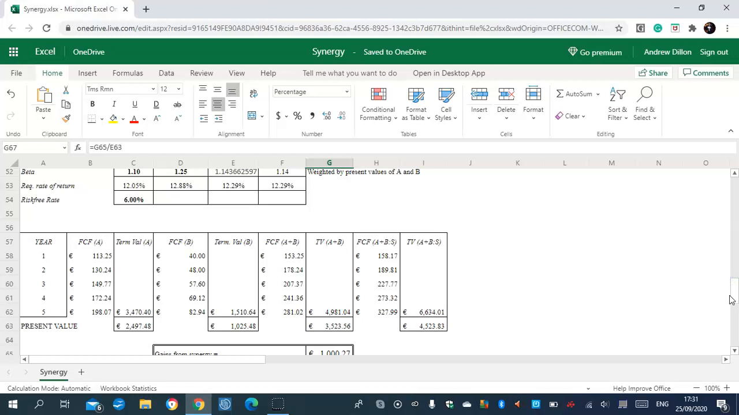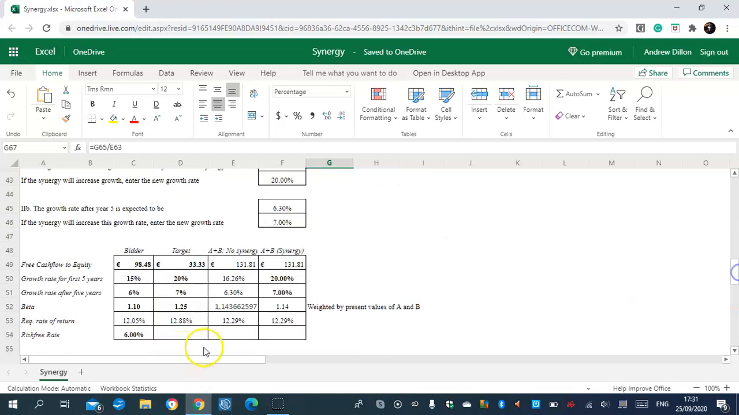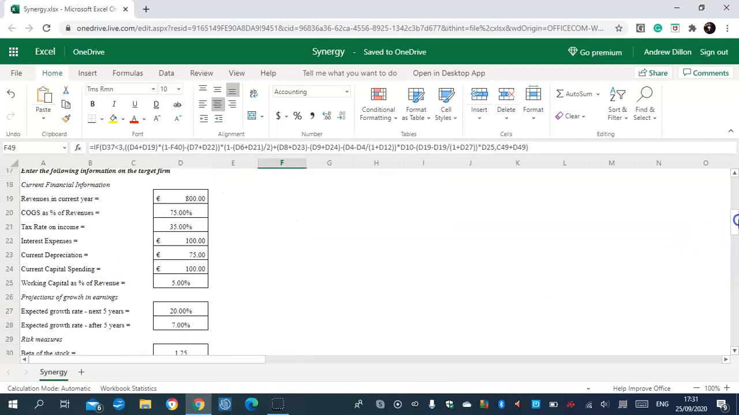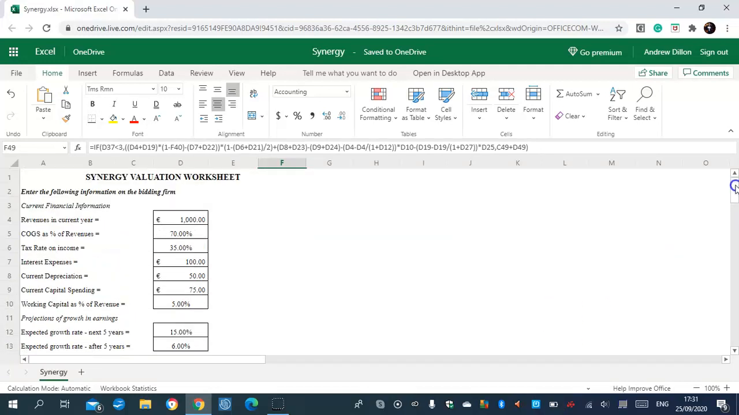So that is it for today. So that's every single figure now inside the table, all calculated. Very hard, very difficult, very challenging. So this is a very challenging and most technical good spreadsheet. So that's how to calculate synergy.